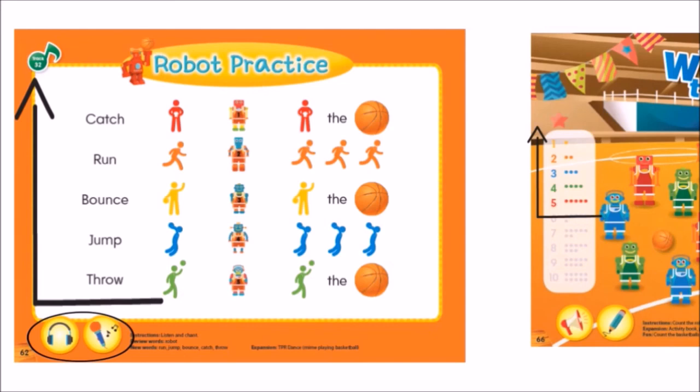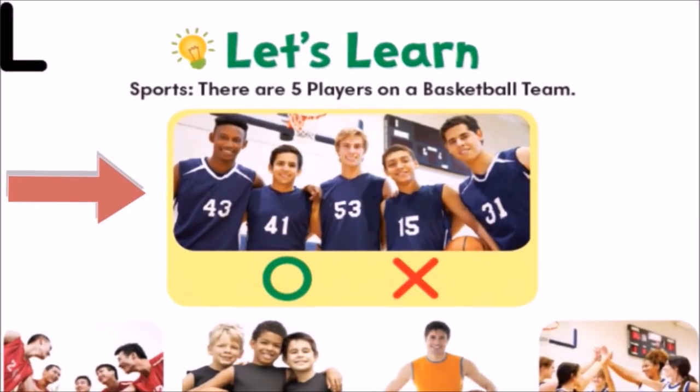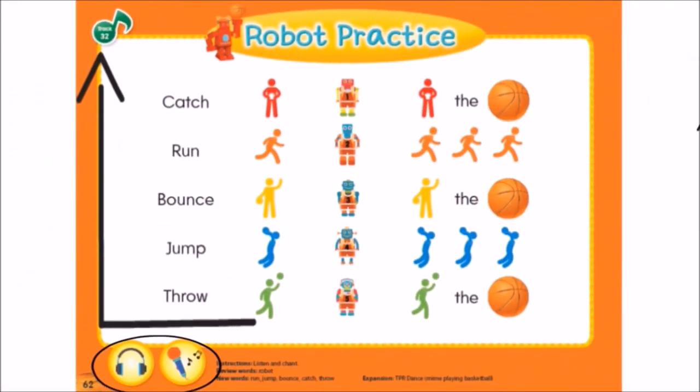So for practice, explain to the students that to play basketball, you need 5 people on a team. These are very basic understandings, but children need to have this basic understanding for things like basketball. Explain to them that you need to have 5 people working together, and have your students even count the number of students they see on the page or players they see on the page. And they can also start off by counting the number of robots they see on page 62. Then you can point and count together with the students.